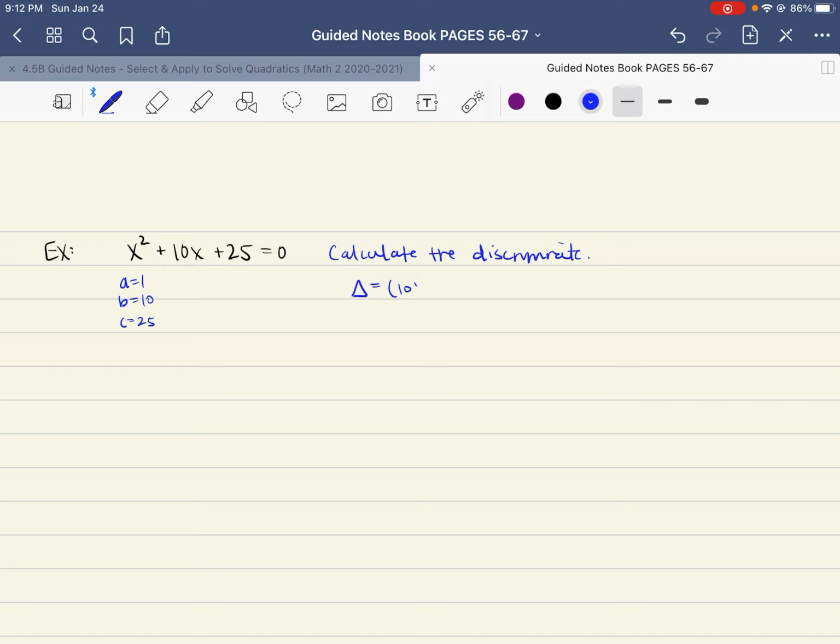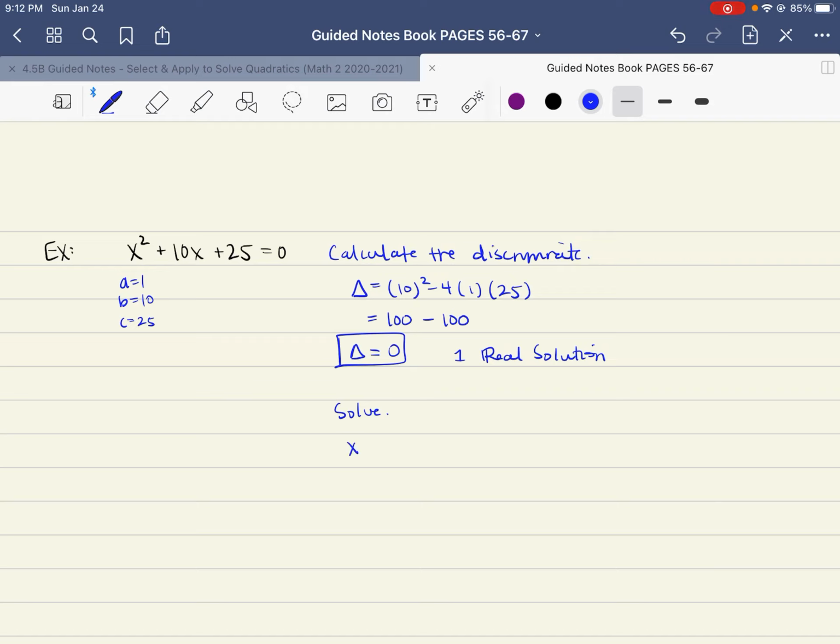So b squared, we have 10 squared minus 4 times a times c. Notice here we have 100 minus 4 times 1 is 4 times 25, so 100. So in this case, the discriminant is equal to 0. So this is one where I know it's going to have 1 real solution. And let's solve it and kind of look what that looks like. Because this one maybe is the funkier looking one.